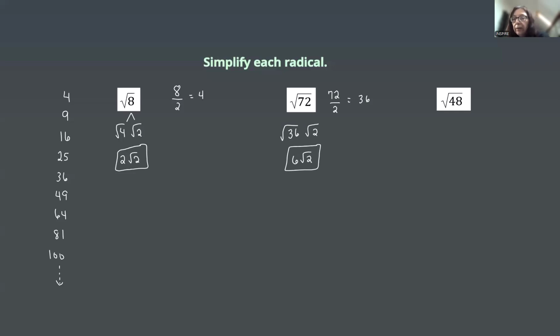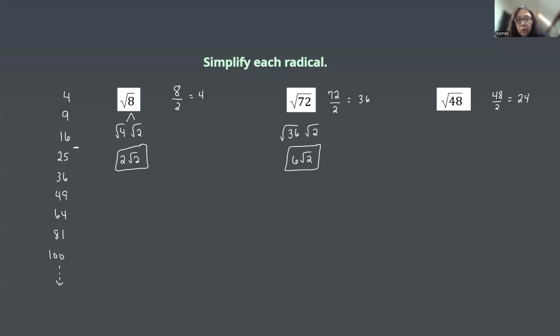Let's take a look at the last one here. 48. Is 48 on our list of perfect squares? No. So we're going to take 48 and divide it by 2. When we do that, we get 24. Is 24 on our list of perfect squares? No, 24 falls right here.